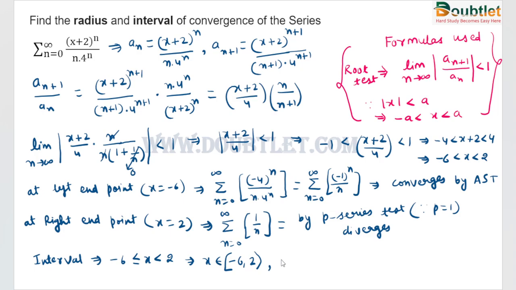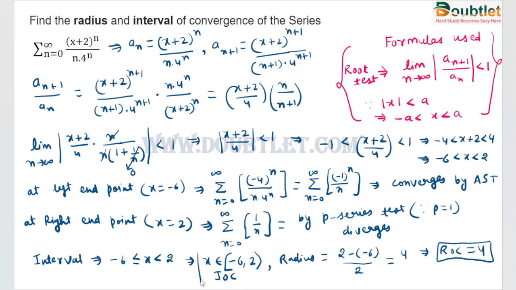Now to find the radius of convergence, we subtract the lower limit from the upper limit and divide by 2. So this whole term becomes 4. So ROC is 4. ROC here means radius of convergence and IOC means interval of convergence. So these both are the answers, and we can match them with the options that are given.